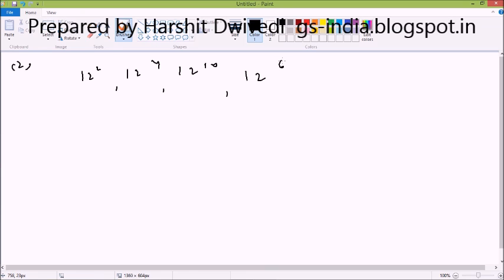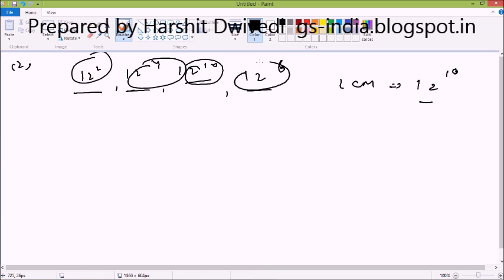We have to find out the LCM here, and LCM, obviously I have already told you, the final quantity should have all individual elements. So obviously the biggest element here is 12 to the power 10, and the LCM of these numbers will be 12 to the power 10, as 12 to the power 10 will contain all the numbers. 12 to the power 10 will also contain 12 to the power 2, 12 to the power 4, 12 to the power 10 and 12 to the power 6. All of these numbers are individually contained in 12 to the power 10. So obviously the LCM, 12 to the power 10, is the answer.